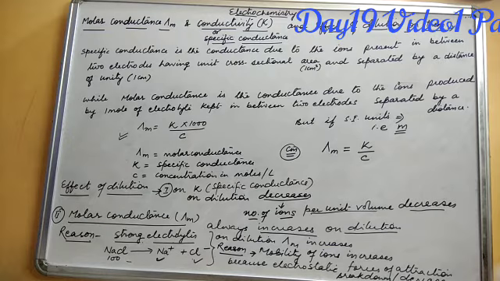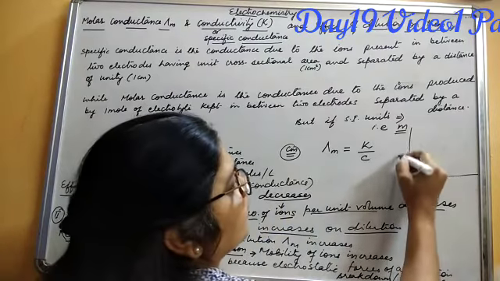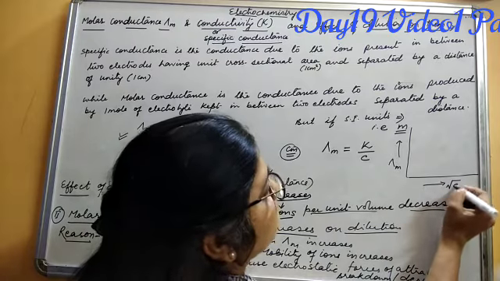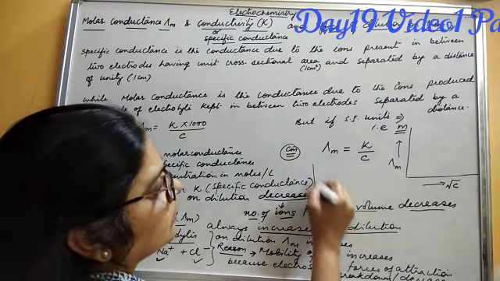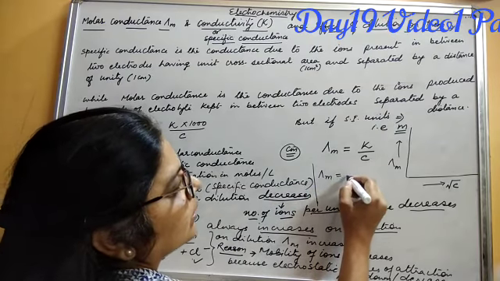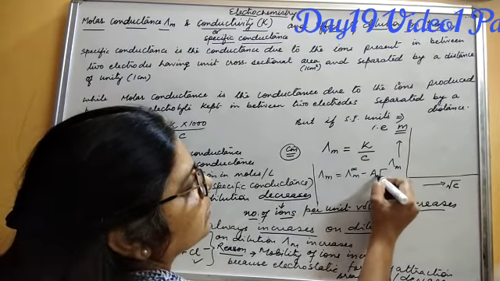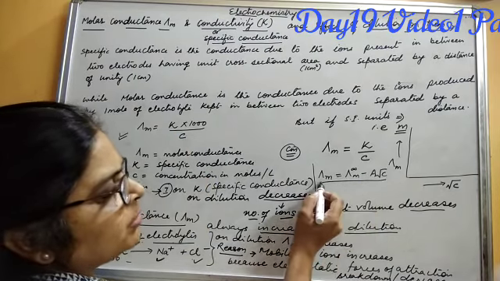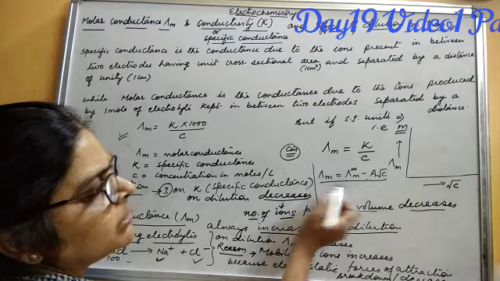If we want to plot a graph for molar conductance, lambda m, versus concentration, for concentration we have taken root C. This graph is based on the equation lambda m equal to lambda m naught minus a root C. In this, we are plotting the graph between lambda m and root C. So here minus a will be the slope and lambda m naught will be the intercept.